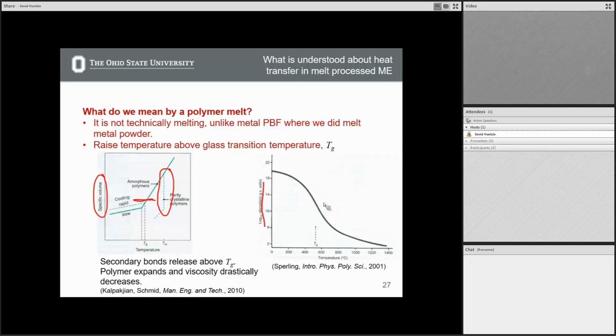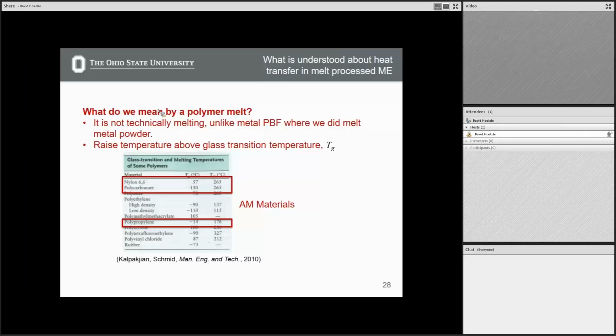So it's not melting, even though I think everyone who looks at a MakerBot system says, oh, it's melting plastic, right? But it's not technically melting. It's raising above this glass transition. Okay, so just to belabor the point here. Sorry, I kind of covered this up. This is Tg.